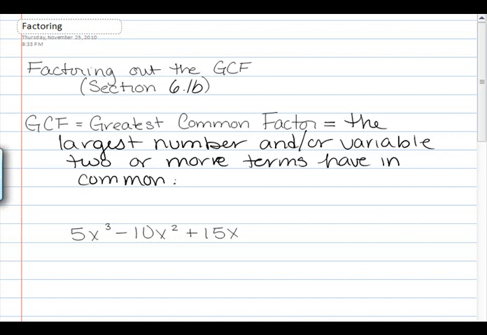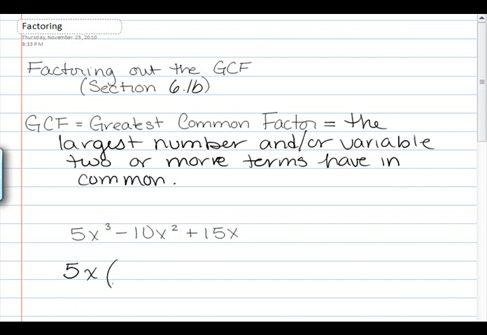So if we're looking at the example I gave you here, which is 5x cubed minus 10x squared plus 15x, you can tell that everything is divisible by 5. And so that would be our number they have in common. And you can also see that each one has at least one x. So they have an x in common.